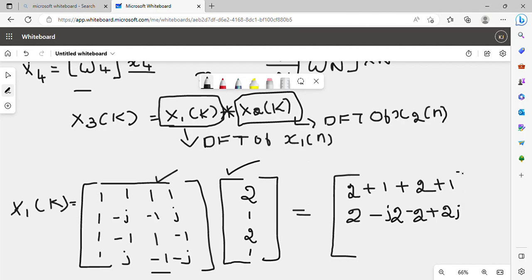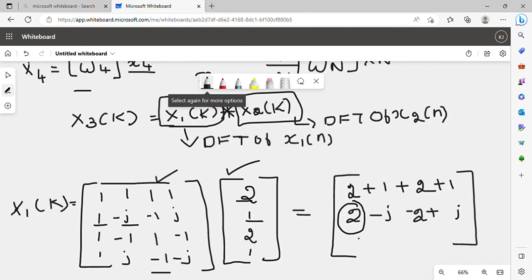There is some mistake over here. This is 1 into 2 which will yield 2, and this is minus j into 1, which is minus j only, so 2 doesn't come into existence here. So please bear with me. If you do this, you get 0 on the calculator, right?